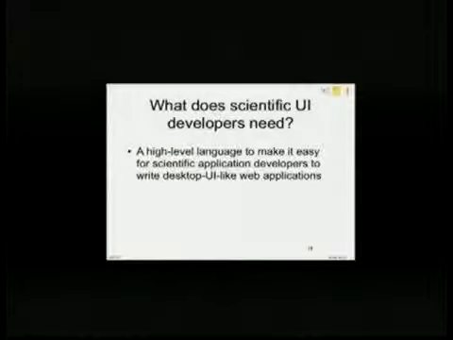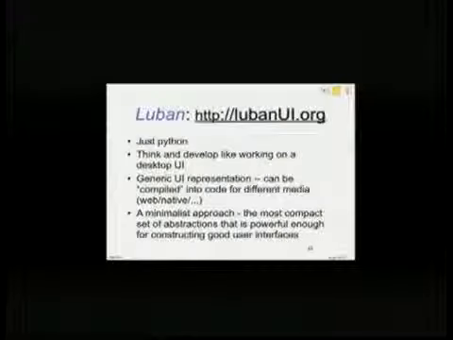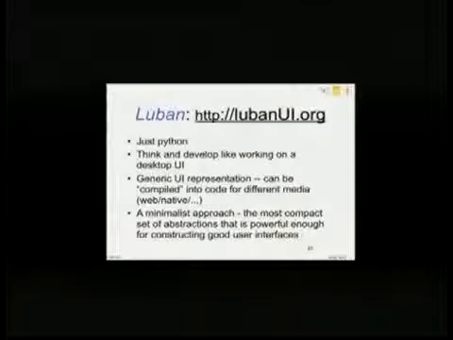So what do scientific UI developers need? We need to make things much easier than patching all kinds of code together. We need a high-level descriptive language to make it easy for scientific application developers to write desktop UI like web apps. So that's what Luban is after. You can use only Python to build your UI, and you can think and develop like working on a desktop UI. It's a generic UI representation.